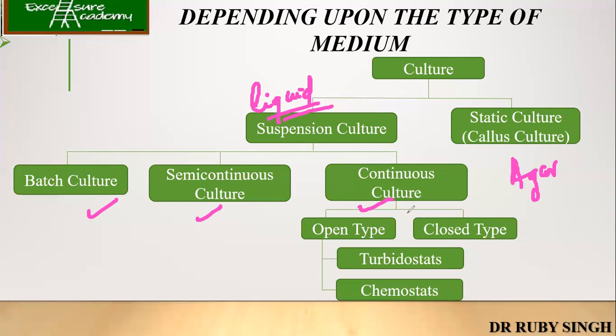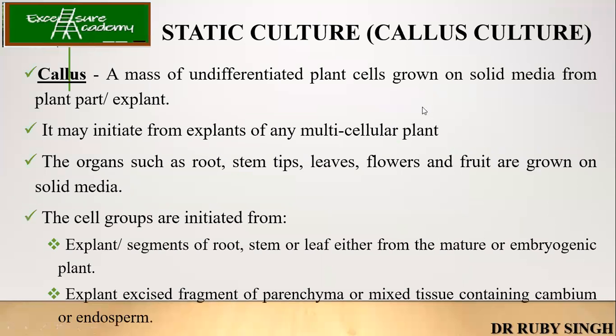Then again under the continuous culture, we have got open and closed type. So again open, we have turbidostats and chemostats. So sit tight because right now we are going to talk about all these different types of culture in detail. Okay. So first one, what we are going to discuss is the static culture.